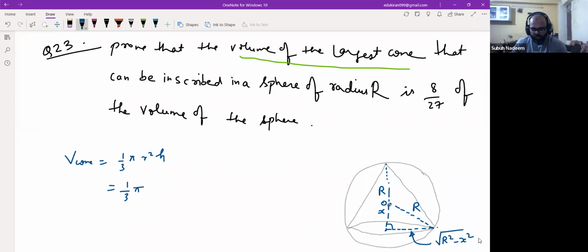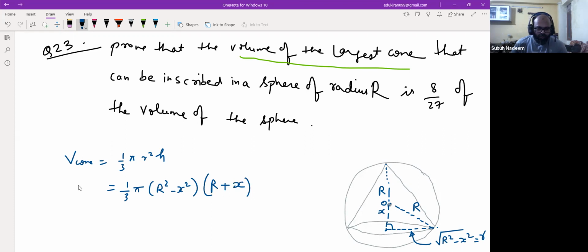r is root over R square minus x square. This is the radius of the base of the cone. So r square will be R square minus x square. Capital R is given. That is the radius of the sphere. Small r is the radius of the base of the cone. h is the height, which is R plus x.